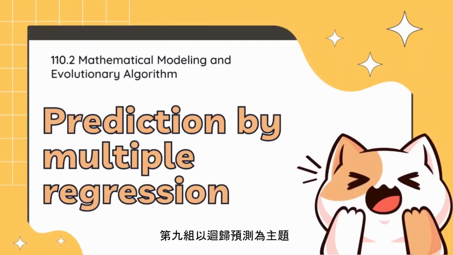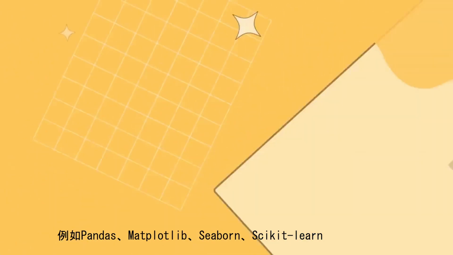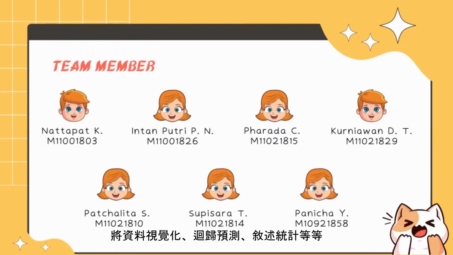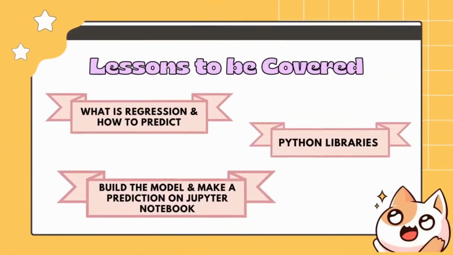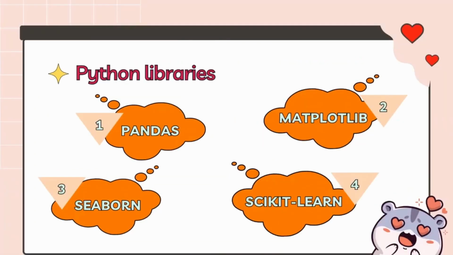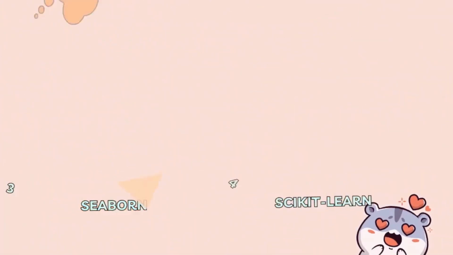Final presentations, and we're going to talk about predictions by multiple regressions. And here are our group members. And in these presentations, we're going to cover 3 things. The first one is what is regression and how to predict. The second one is Python libraries, and the last one is building the model and making predictions on Jupyter Notebook. Pandas, Matplotlib, Seaborn, and Scikit-learn.